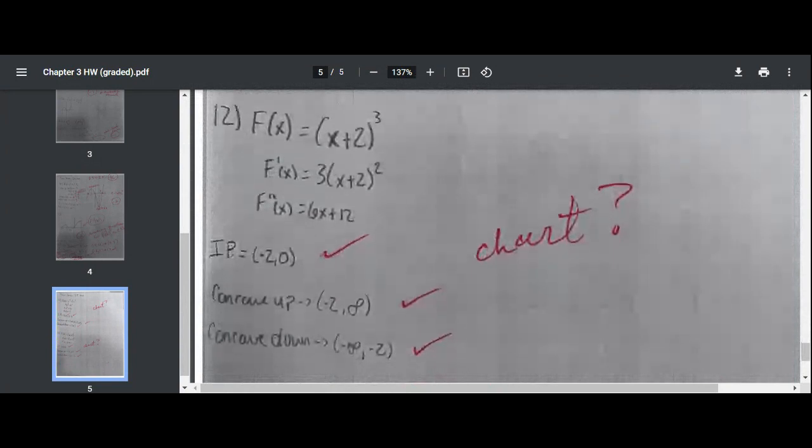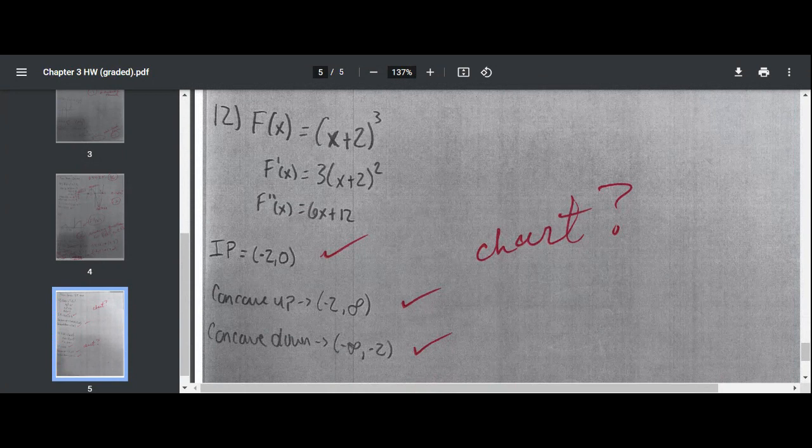I think I tell you to give me a chart on the velocity and acceleration one, but just make sure you're writing out what you're coming up with. So anyway, I guess on 12 I did the prime and double prime, but I just didn't. And that's fine. So you're just getting the critical numbers for concavity.